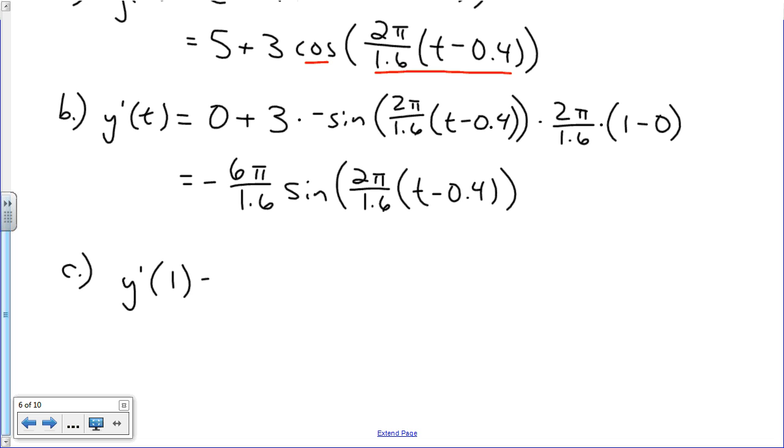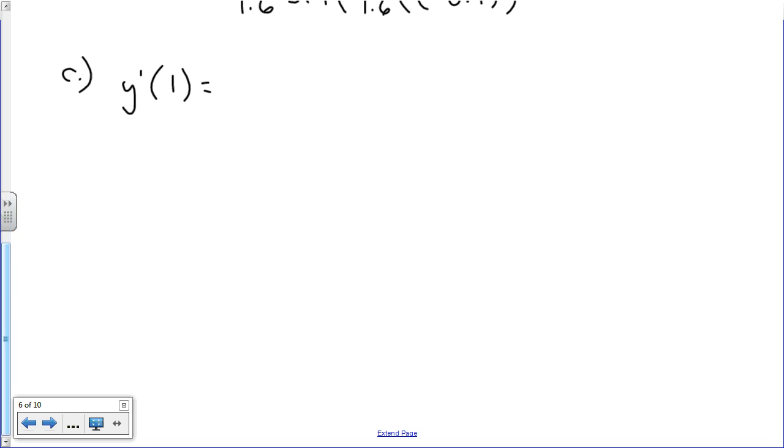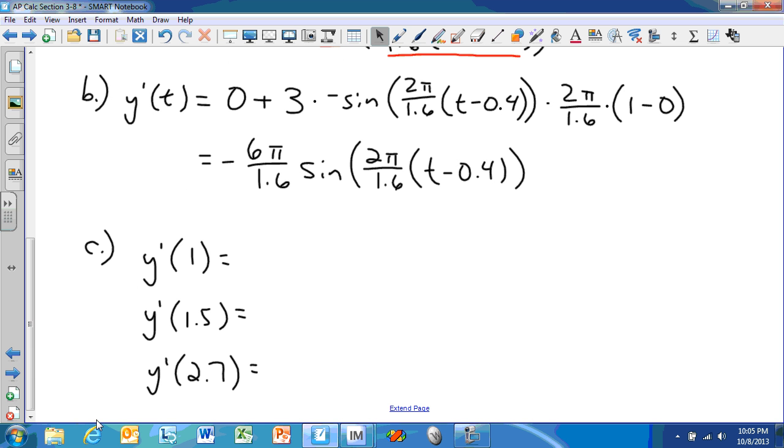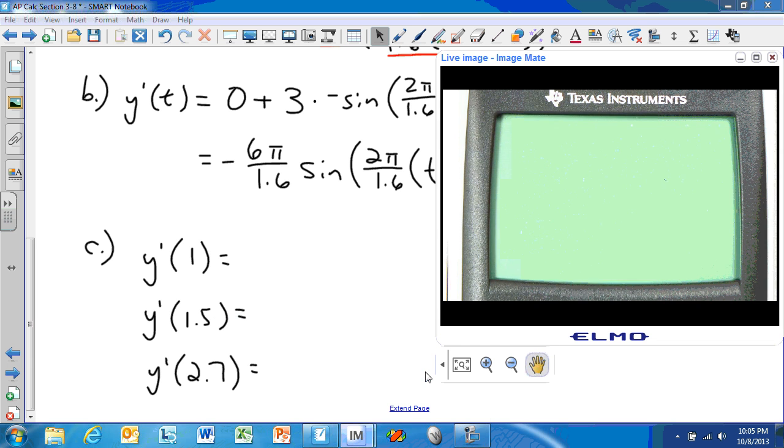derivative at 1. We'll use our calculator, by the way, to do this. So I'm just going to write down what we're going to calculate, and then we'll punch it in our calculator. And they wanted me to evaluate it at 1.5, and then finally the derivative at 2.7. So let's see what we end up with. Let's take our calculator and we'll plug into y1 that derivative function we came up with.